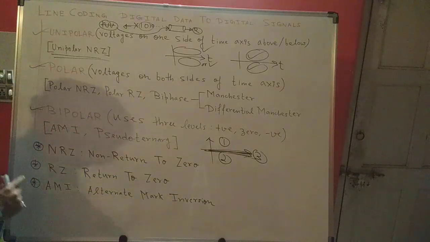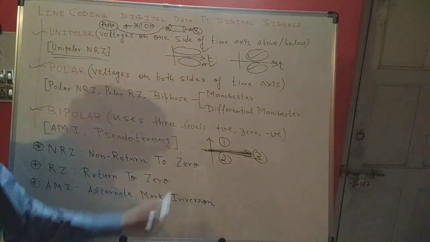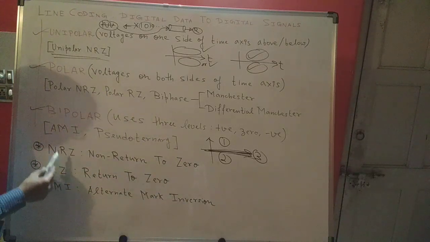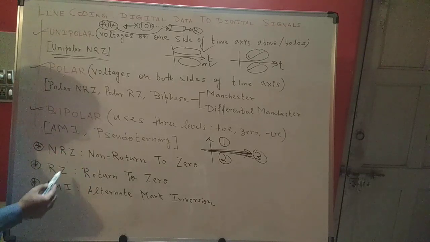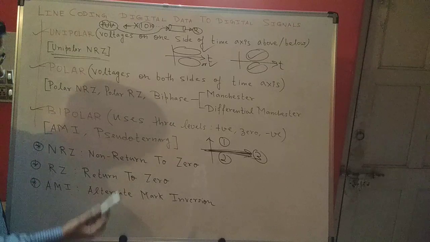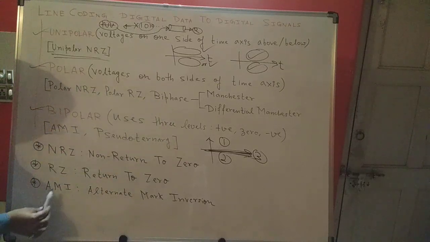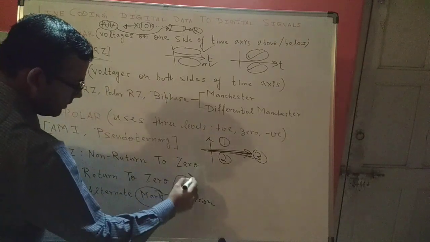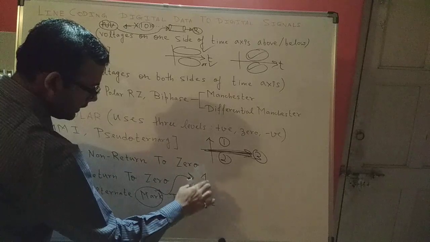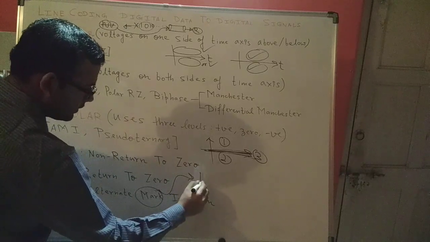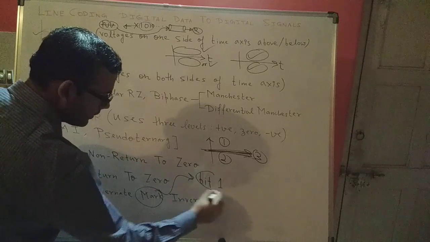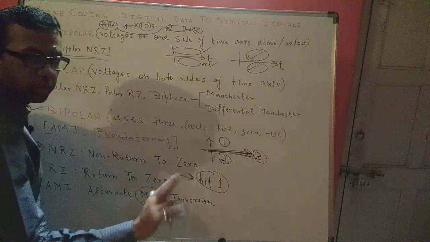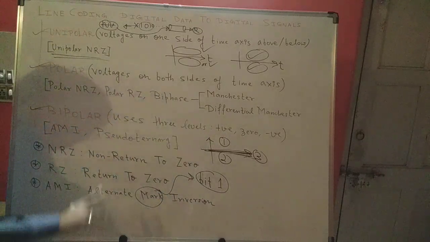Now you can see the full forms here. NRZ stands for non-return to zero. That means your signal will not come back to zero. RZ is, in one way, the opposite of NRZ. Your signal will at some point or the other come back to zero. And AMI is alternate mark inversion. Please note that here mark refers to the bit 1. Not bit 0, but bit 1. So what will happen is, your bit 1 will alternate between the two voltage levels.